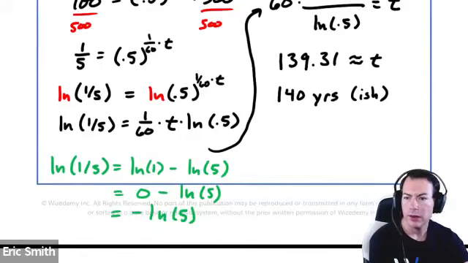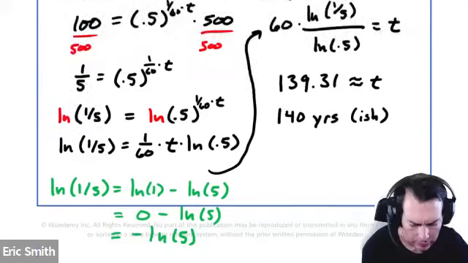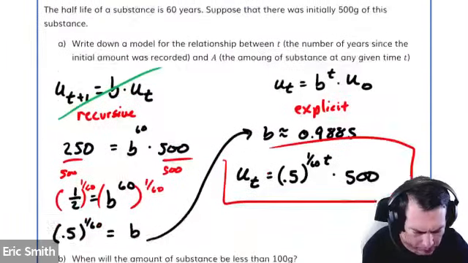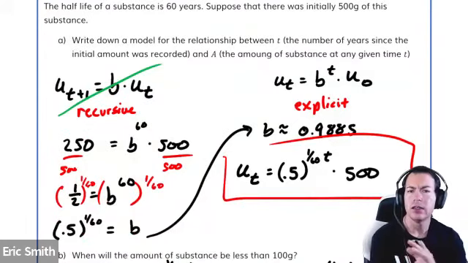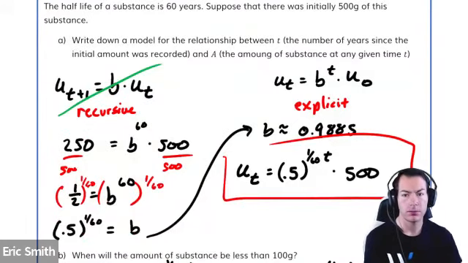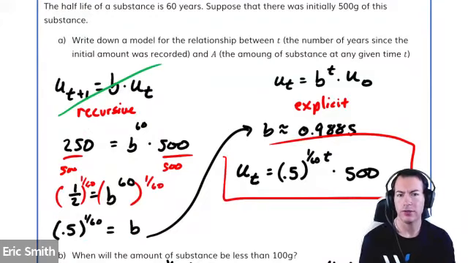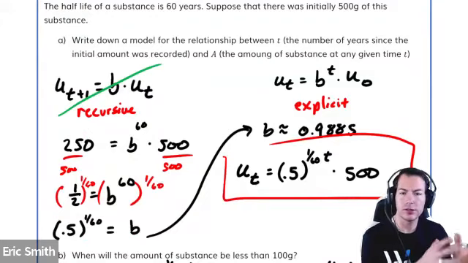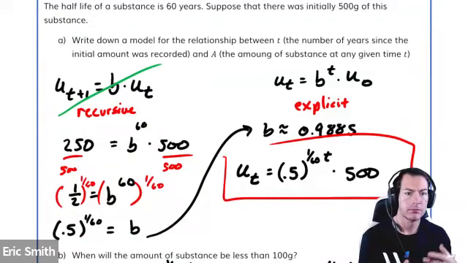Good question. This one says, how did I get a recursive model for part A? Let's scroll up and see exactly what we got going on there. I did not have a recursive model for part A because I didn't really know how it was changing year after year. So that's why we started off with the explicit model, so that we could figure out what the rate was.